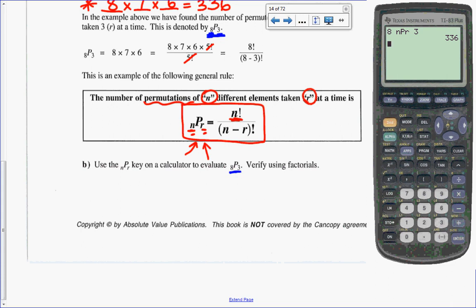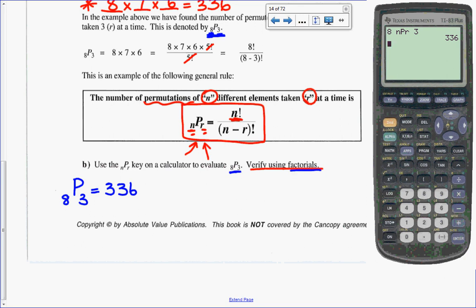So this means you're doing permutations where out of 8 objects you're choosing to arrange 3 of them. On our calculator we did 8P3, that was 336. Now this question has asked us to go a little further because now they want us to verify our answer. In other words, prove that the answer is right by using factorials.